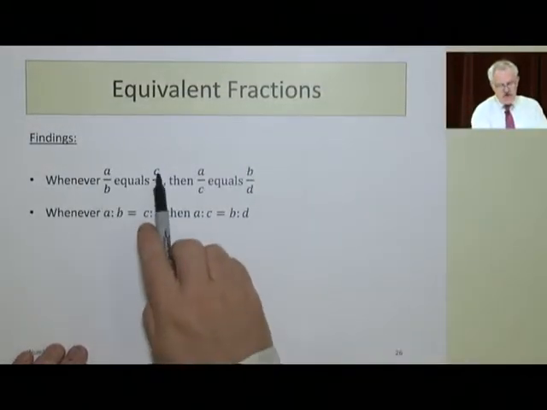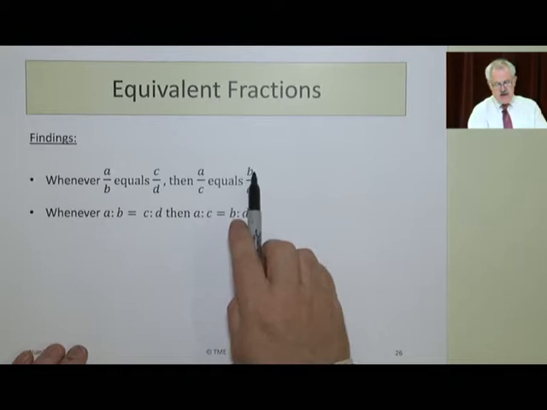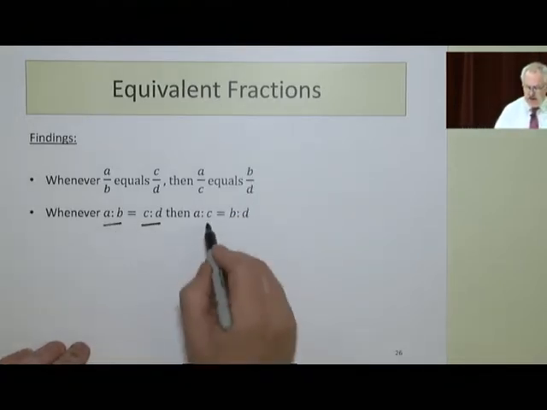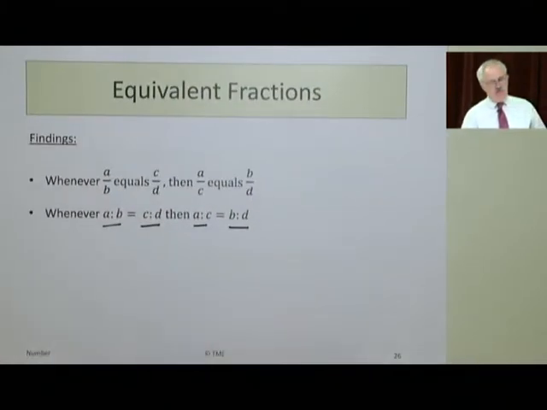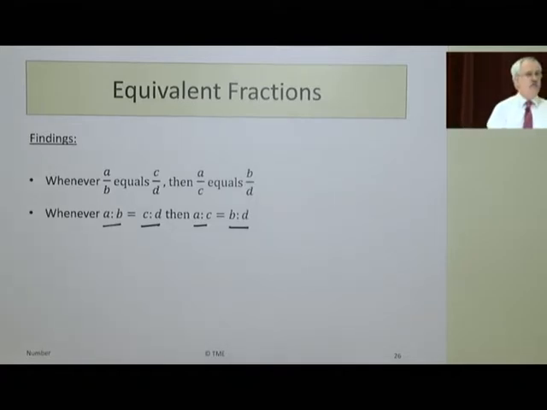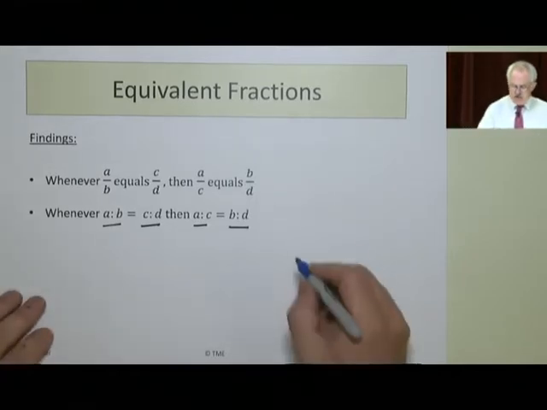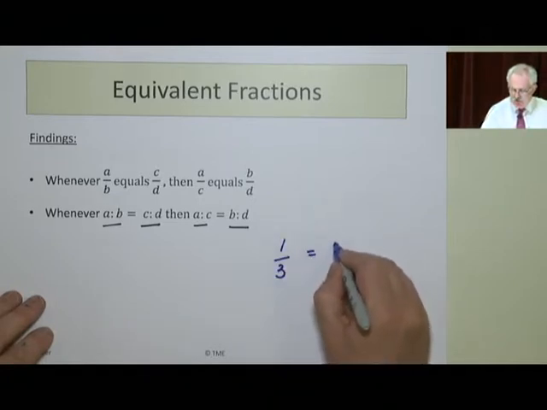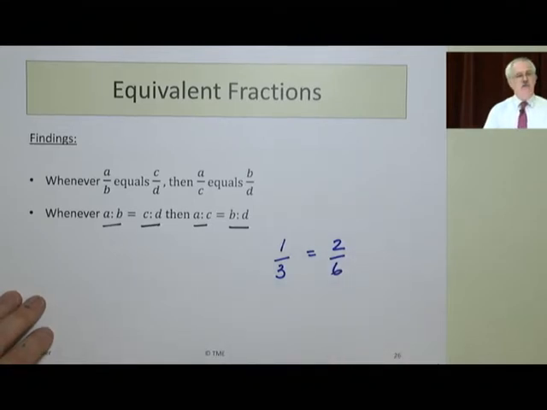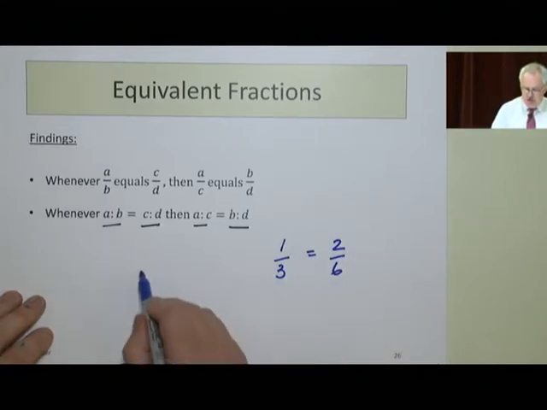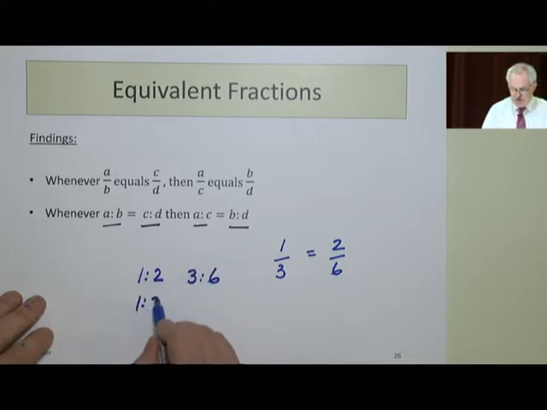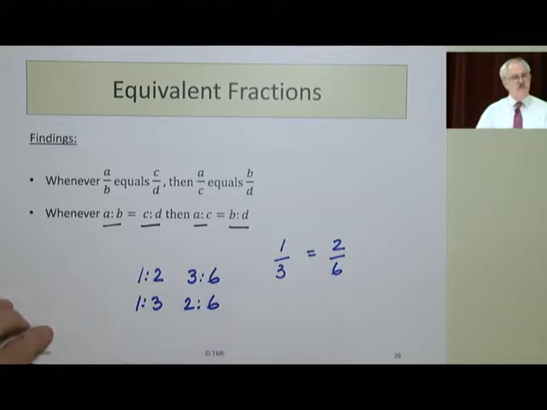So whenever A over B is C over D, then A over C equals B over D. Whenever the ratio A is to B as C is to D, then A is to C as B is to D. What I'm really saying there is you can flip things one to the other. Now let's see if this makes sense. 1 over 3 is 2 over 6. What I'm saying therefore is 1 is to 2 as 3 is to 6. 1 is to 3 as 2 is to 6.